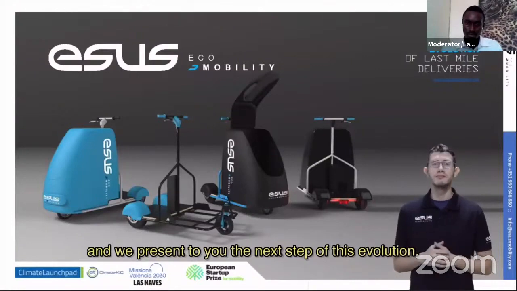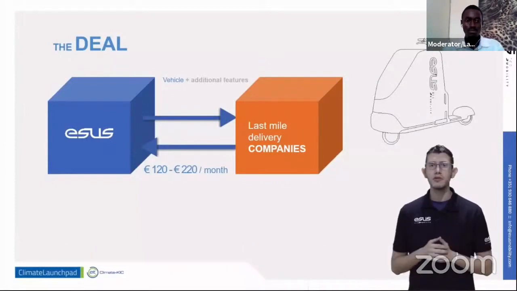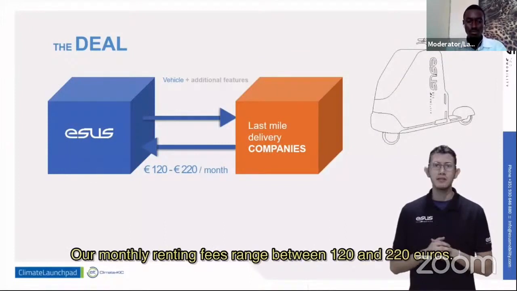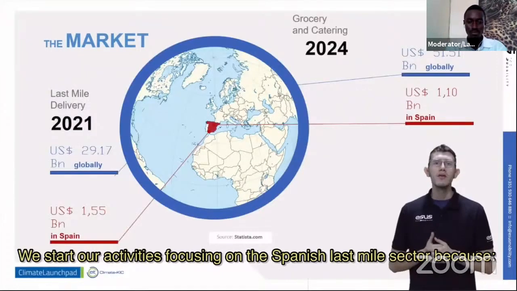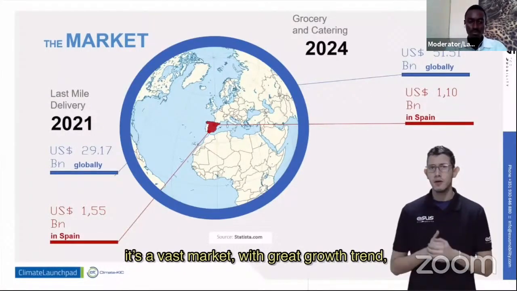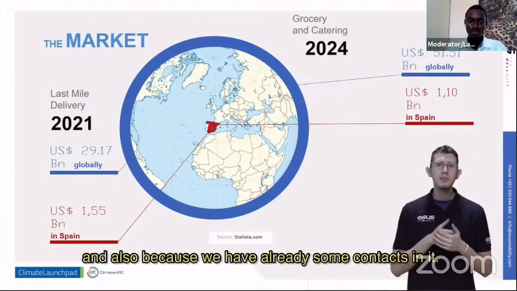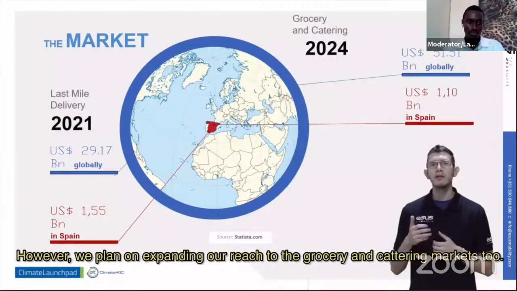Our deal is to offer our light electric vehicles, plus additional features, to local last mile delivery companies. Our monthly renting fees range between 120 and 220 euros. We start our activities focusing on the Spanish last mile sector because it's a vast market with a great growth trend, especially due to the COVID-19 pandemic, and also because we already have some contacts in it. However, we plan to later extend our reach to the grocery and catering markets too.